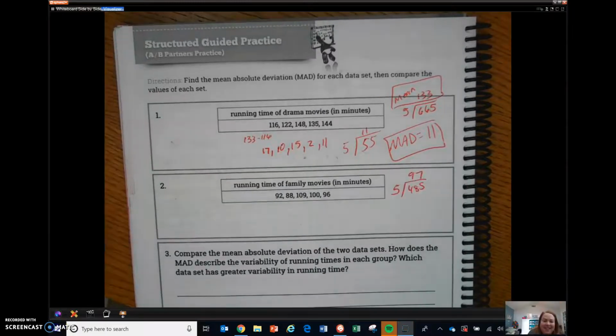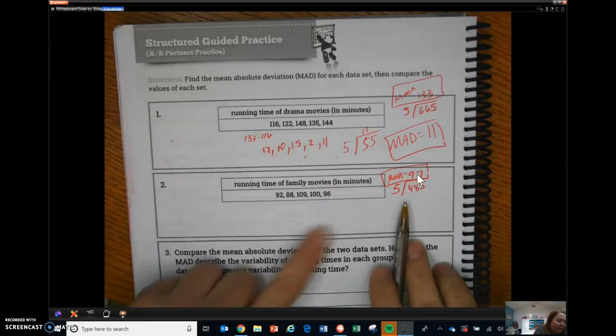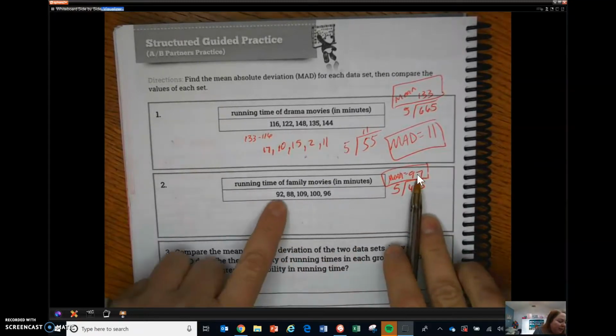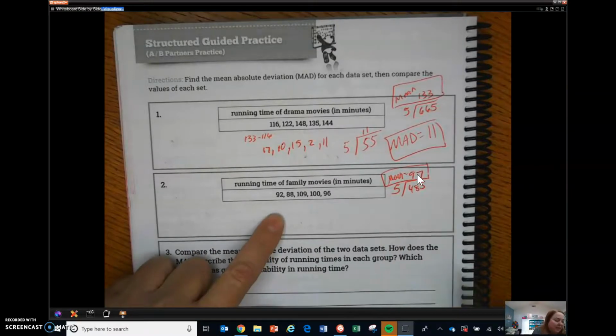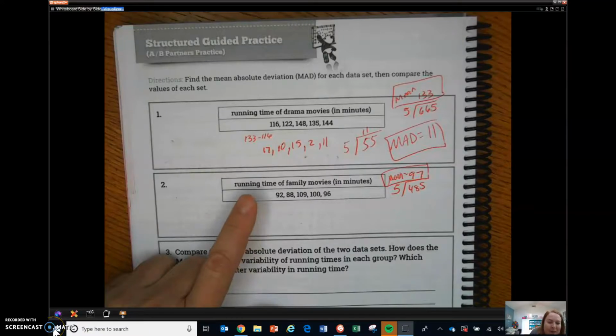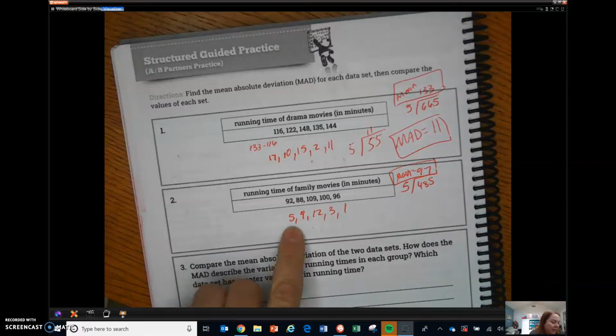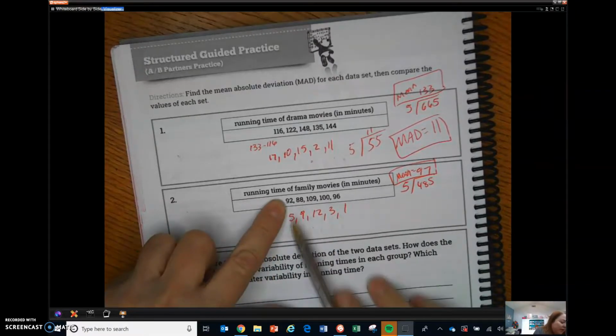Hopefully I have enough time to do this. I'm going to pause it. Okay, I'm running out of time, so I went ahead and I found the mean for the data set. So I added 92 plus 88 plus 109 plus 100 plus 96, and then I divided by 5, and I got 97. So my mean equals 97. Now I have to find the difference between 97 and all these points. So you're basically just saying 97 minus 92. So I'm going to do that. You do it too. I only have about a minute left. Okay, from there I got these. I said 97 minus 92 is 5, and so on.